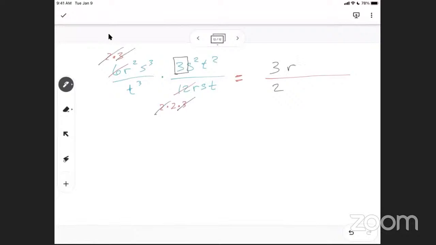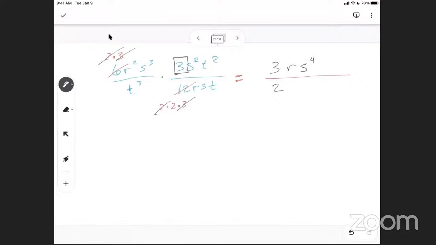How about S's? How many S's do I have on the top? Look carefully. I've got 5 total on the top, right? And how many do I have on the bottom? 1. So how many cancel? 1 cancels and I have what left? 4 on the top. Got it?